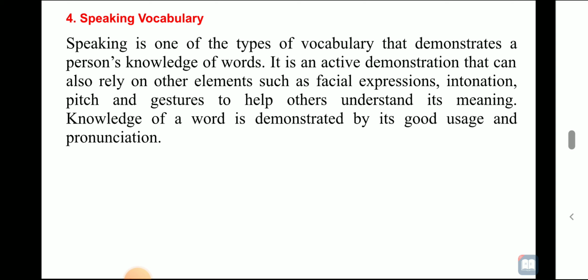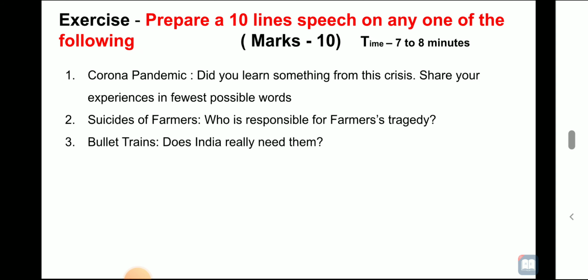It is an active demonstration that can also rely on other elements such as facial expressions, intonation, speech, and gestures to help others understand its meaning. Knowledge of a word is demonstrated by its good usage and pronunciation. So pronunciation also matters a lot when you are speaking, isn't it?